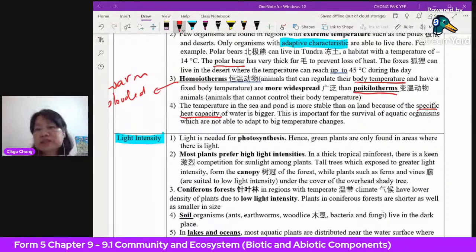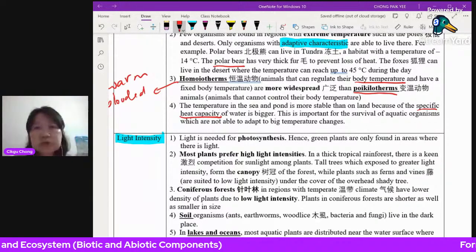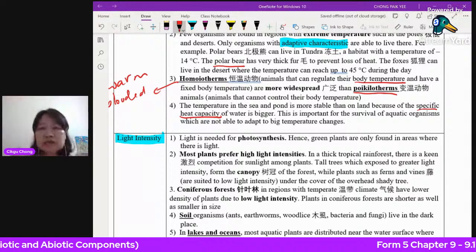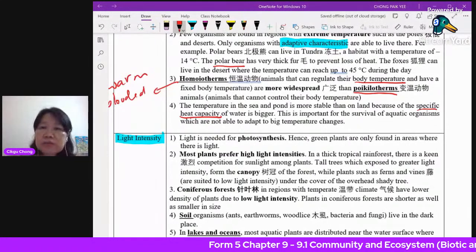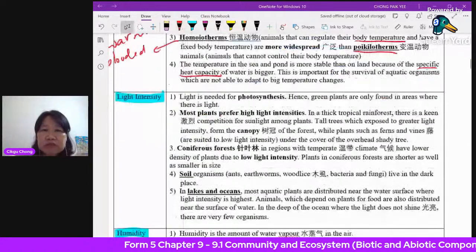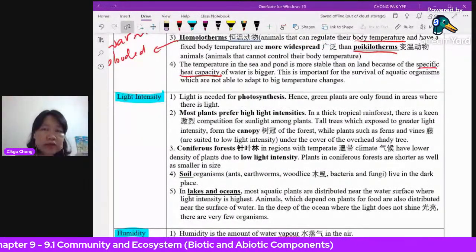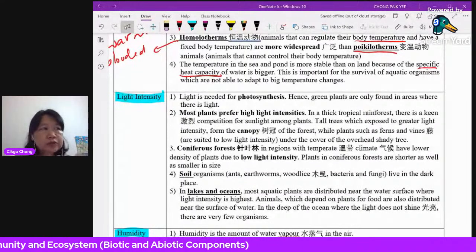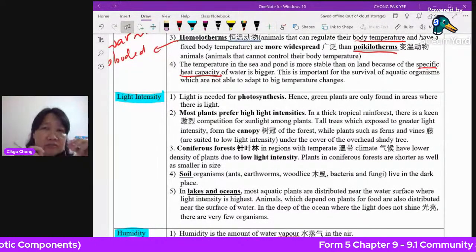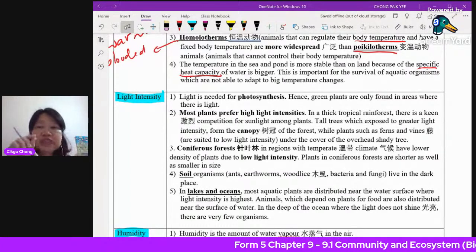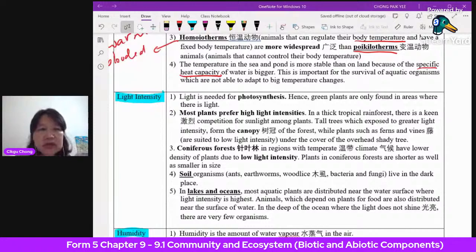So they call it the specific heat capacity, and latent heat is there, right? So it helps to preserve the heat. That is something from physics that ties into biology here. So most of the animals in aquatic environments are able to survive certain fluxes in the changes in temperature, because the ocean can preserve heat, okay?